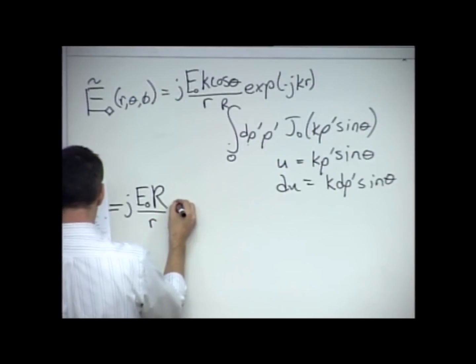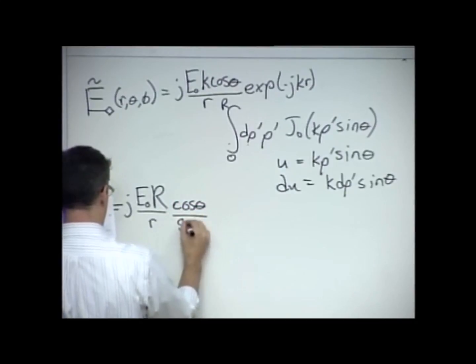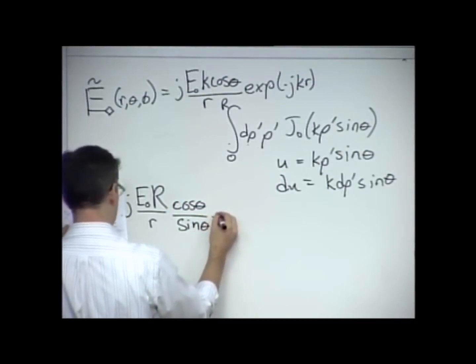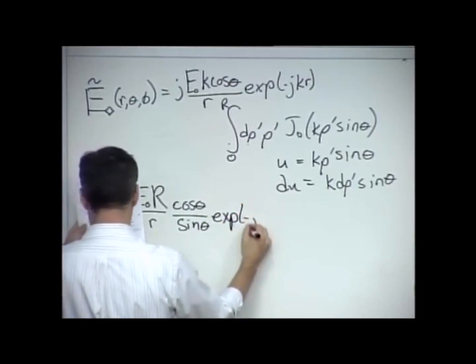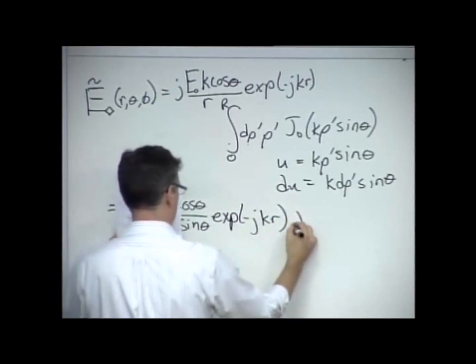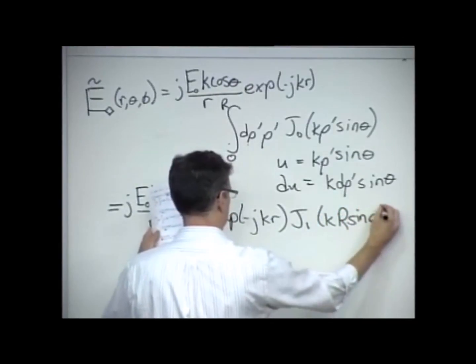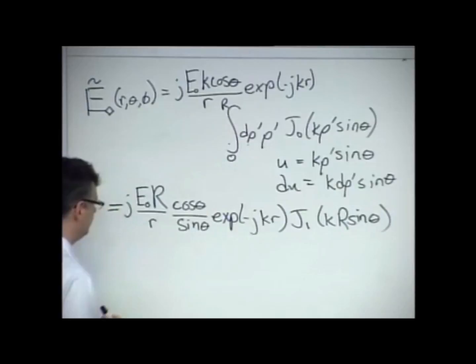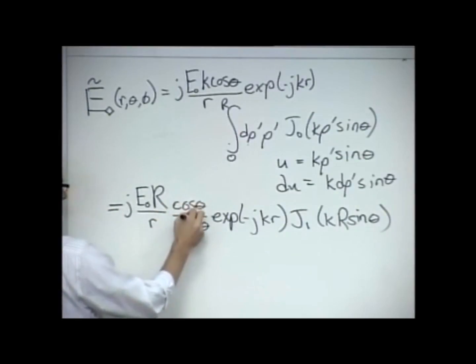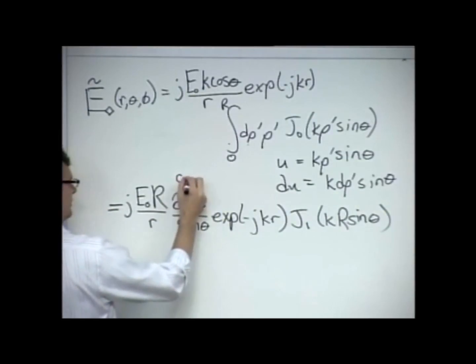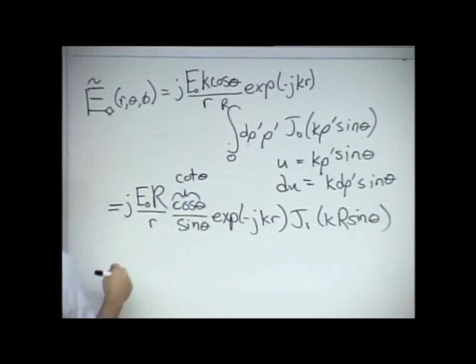This is what the final answer is. And this is actually cosine theta over sine theta. That's really just a cotangent, right? So we could simplify that as a cotangent theta. This is actually the final result.